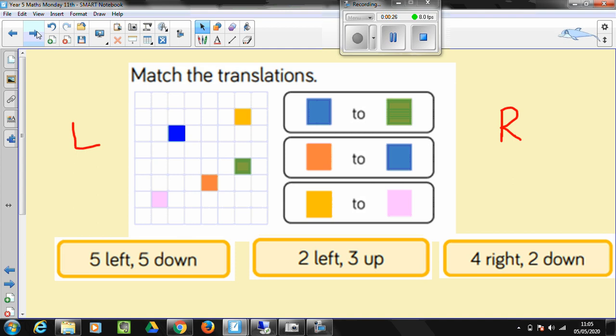So I've given you the left and rights to help you out. I'd like you to have a look and try and work out how many spaces these shapes have been translated by. I'll show you with the first one to help you. The blue square, we want to get it to the green square. 1, 2, 3, 4 to the right, and 1, 2 down. So to get from the blue square to the green square, it's 4 right and 2 down. You have a go with the other squares.